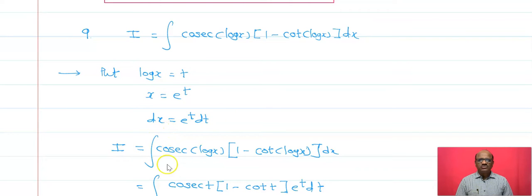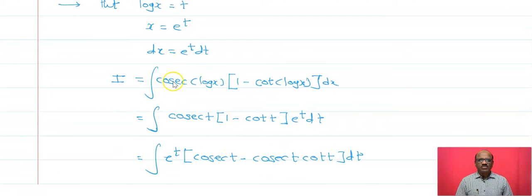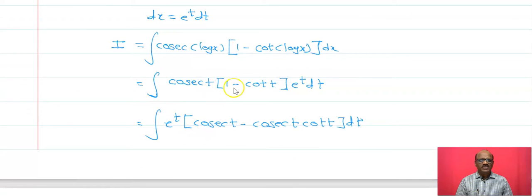Therefore I is equal to integral cosec log of x in bracket 1 minus cot of log of x dx. Substitute the value of log of x. Log of x means what? Here it is t. Log of x is t. Therefore cosec t in bracket 1 minus cot of t bracket complete into e raised to t into dt. Therefore we can write e raised to t multiplied with the bracket. Multiplying the inner terms with cosec t, what do we get? Cosec t minus cosec t into cot t into dt.